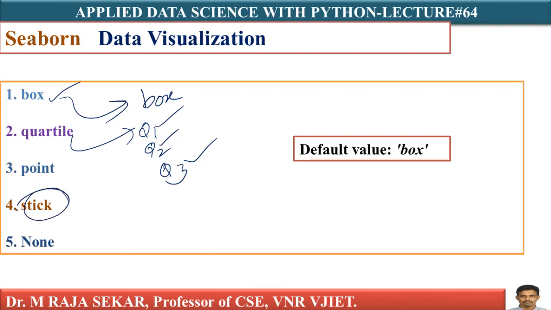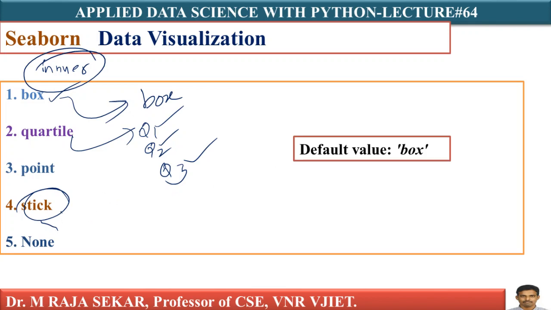Even if you keep stick, what does it mean? If you assign stick value to the inner variable. Here I must say, in the previous slide we were discussing scale, isn't it? Now we are discussing inner. If inner equal to stick, what does it mean? It shows underlying data points. If it is none, what does it mean? It will give an unadorned violin. Anyway, we will try to understand.